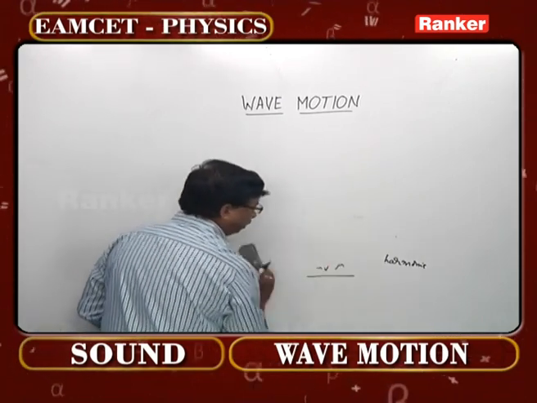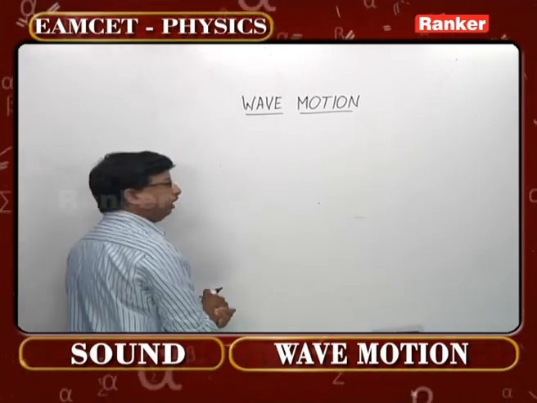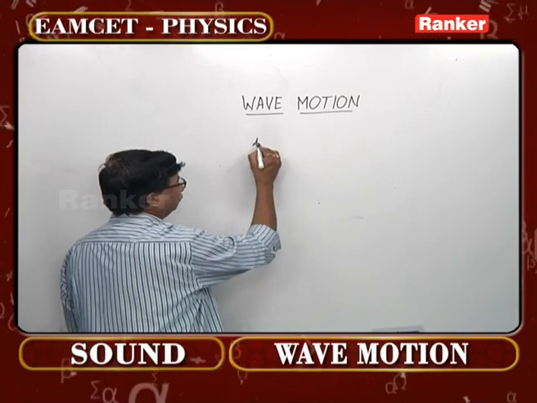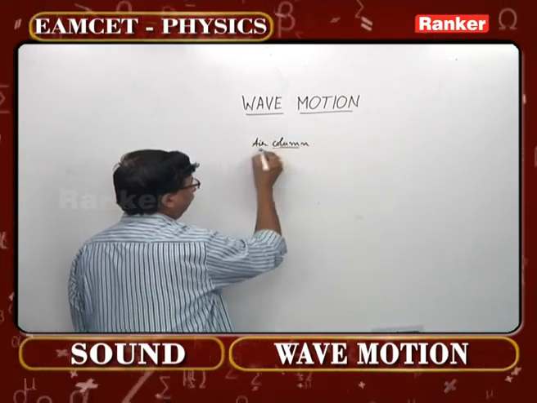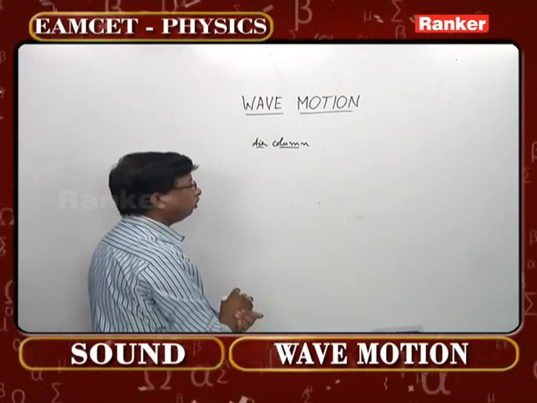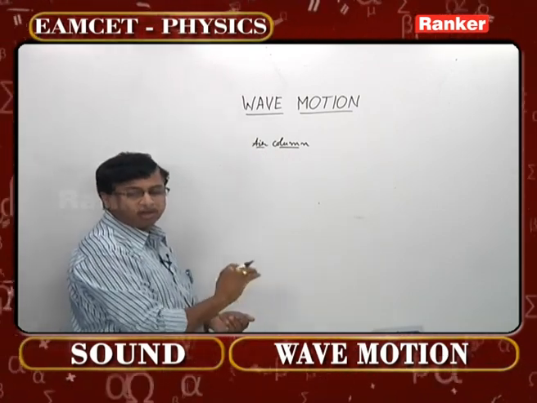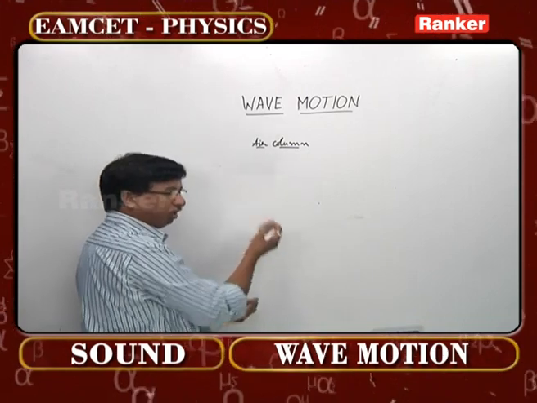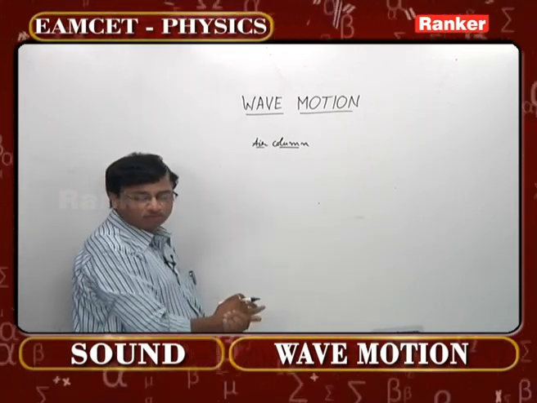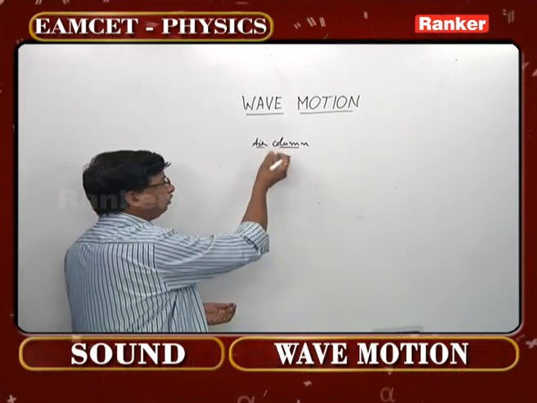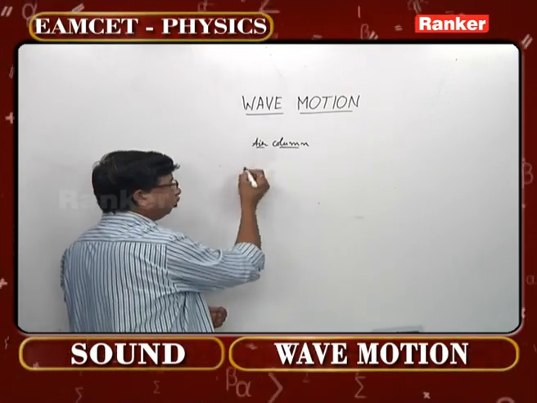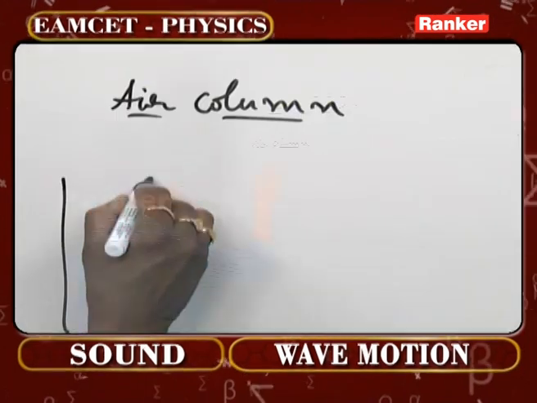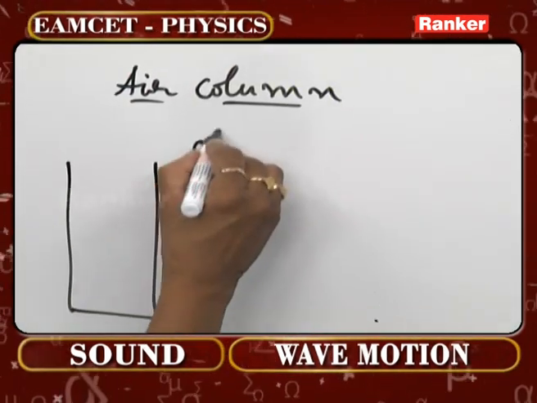The same velocity you can even calculate in the case of air columns. When you consider an air column, what kind of wave is formed? Certainly it will be a longitudinal wave. It may be stationary sometimes or progressive at other times. Whatever it is, stationary longitudinal waves are observed in the case of tubes or pipes. This is what we call a closed pipe.